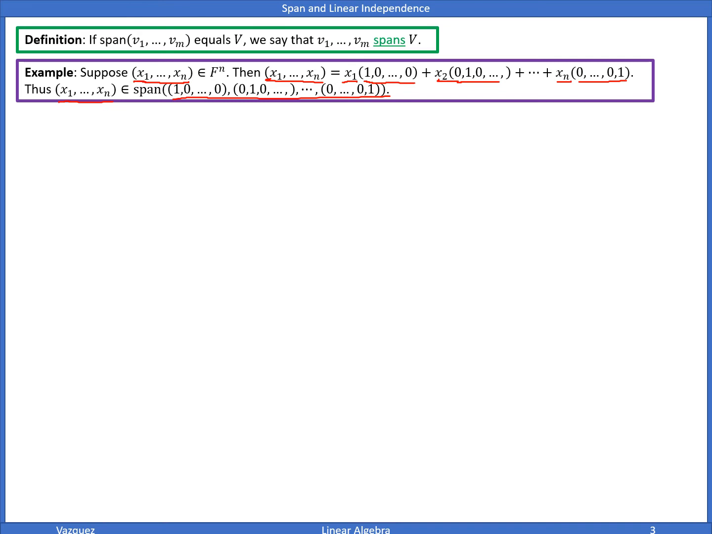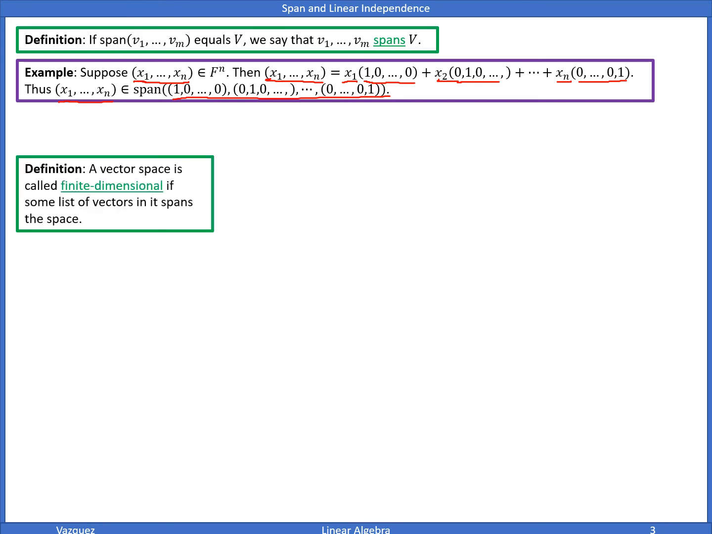Okay, now we're going to define what I said this chapter is all about. It is finite dimensional vector spaces. So a vector space is called finite dimensional if some list of vectors in it spans the space. And remember, by definition, lists are finite. By definition, every list has a finite length.